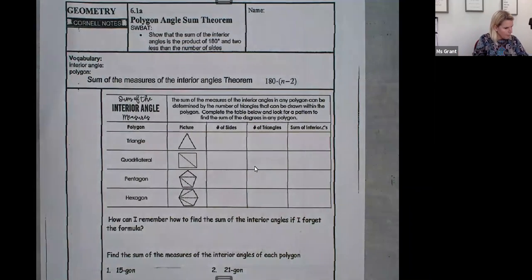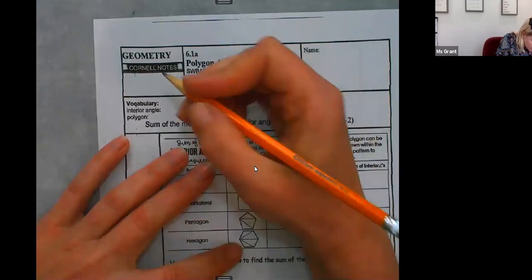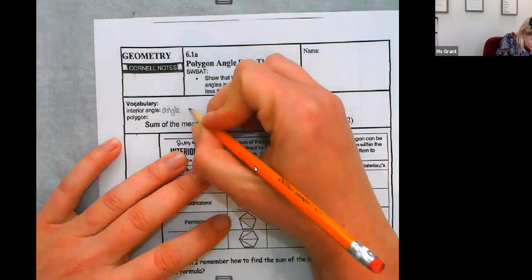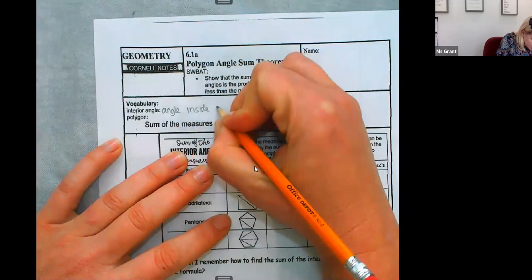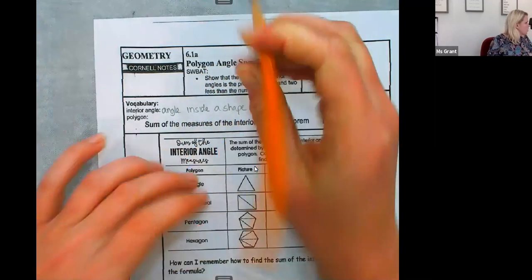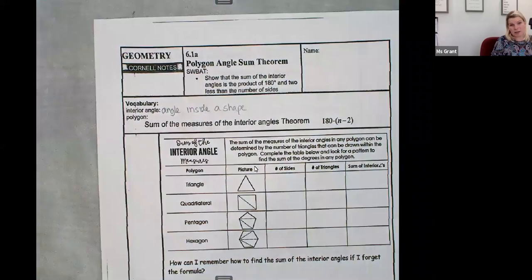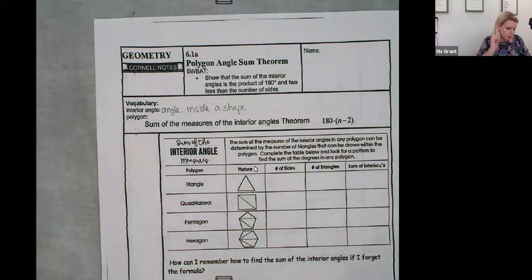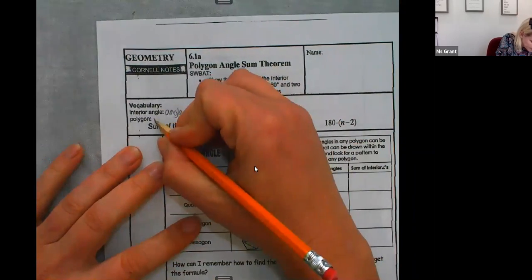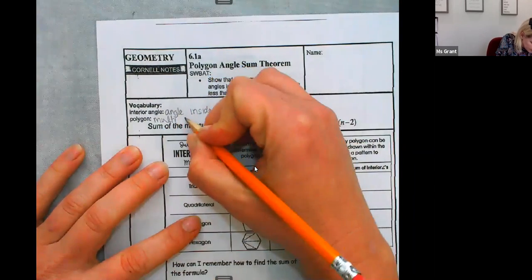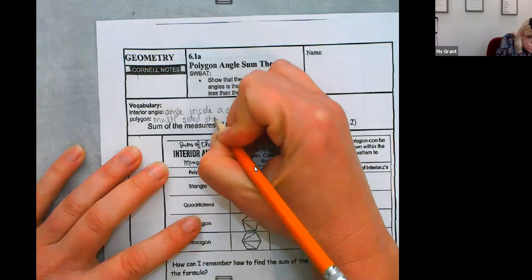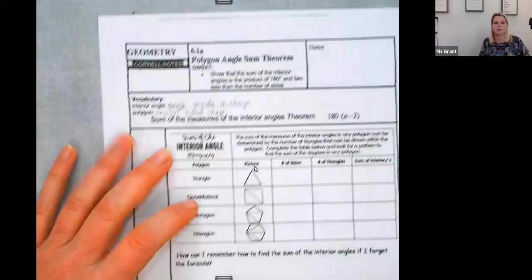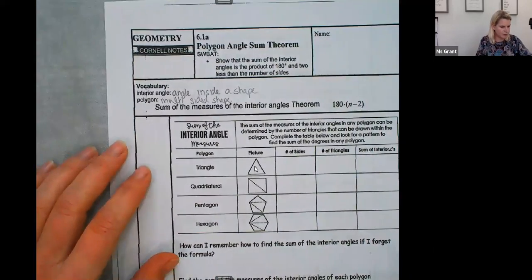So an interior angle is going to be an angle inside a shape. There could be 3. That's the fewest that there could be. There's no such thing as a shape that has only 2 angles. It has to have 3. A polygon is a multi-sided shape.